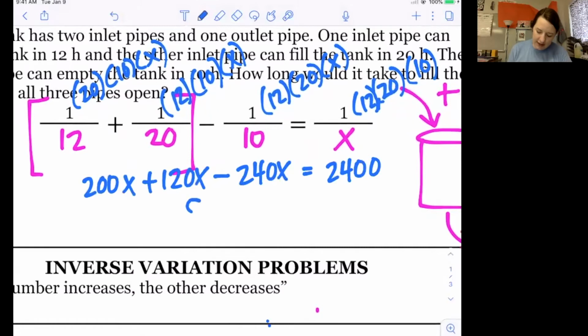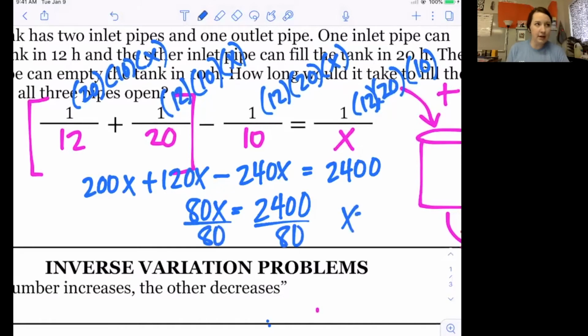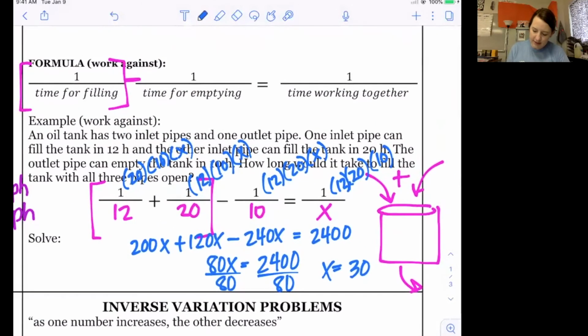So I'm going to combine things together. Over here on the left, I get 80X. On the right, I get 2,400. And then when I divide by 80, I find out that X equals 30. So over here, X was the time for all of these working together. So as we're filling and emptying, it's going to take 30 hours to get it completely full.